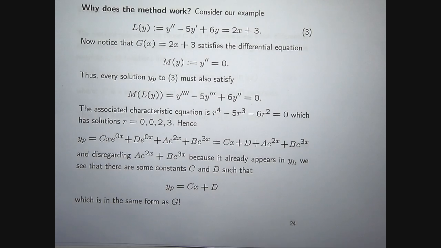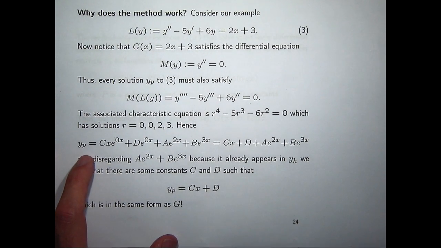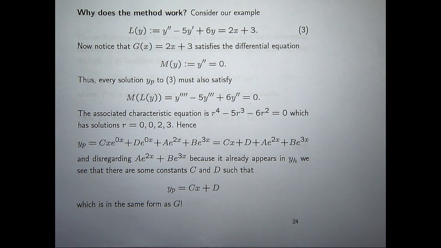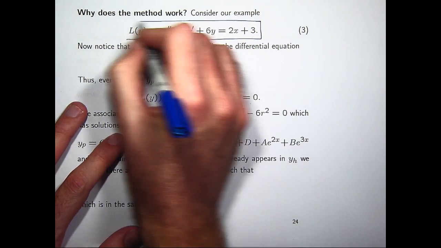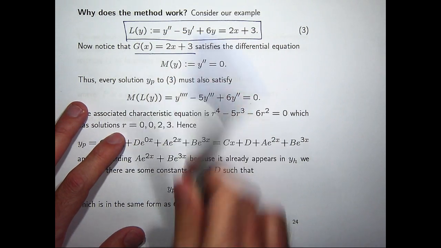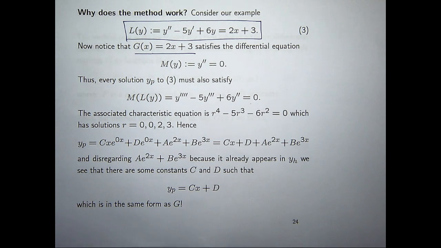Okay? Why does the method work? When I say that, why can I construct a particular solution just based on the form of g? If g is an exponential, well, I'll just make my construction an exponential. Well, that's a very good question. Some of you may know how to do this process, but why does it work? This is the original example that we looked at. The right-hand side is like a linear type function.